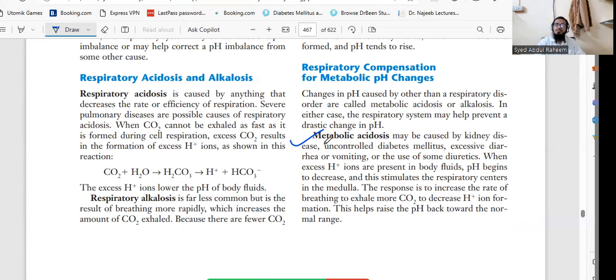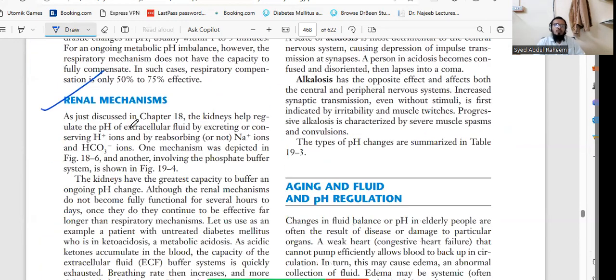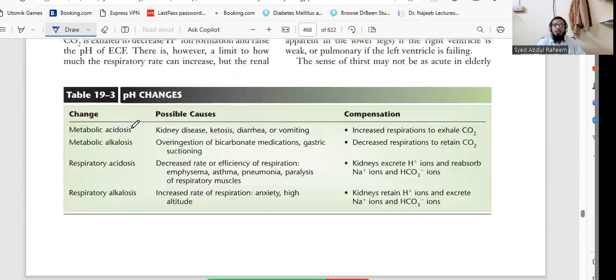What are the conditions? Like diabetes. In diabetes, we have metabolic acidosis. Diarrhea, vomiting, and some diuretics will also cause metabolic acidosis. Metabolic alkalosis is not common, but overall, if there are more antacid medications, it will be called metabolic alkalosis. So this is all about pH.